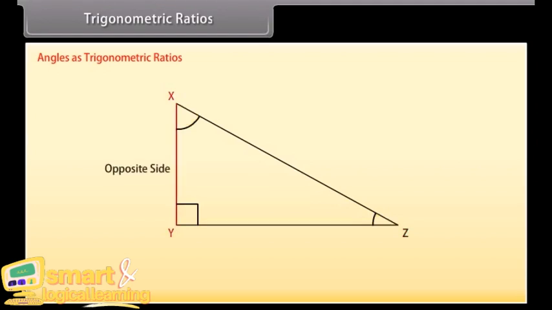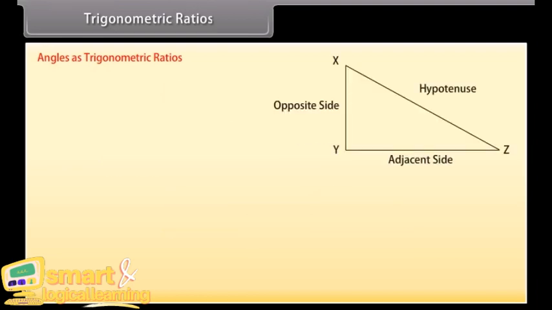XY is the side opposite to angle Z. YZ is the side adjacent to angle Z. XZ is the hypotenuse. Let us now express different measures of angle Z as ratios of the sides of triangle XYZ. Sine of angle Z is equal to sine Z, which equals opposite side upon hypotenuse.